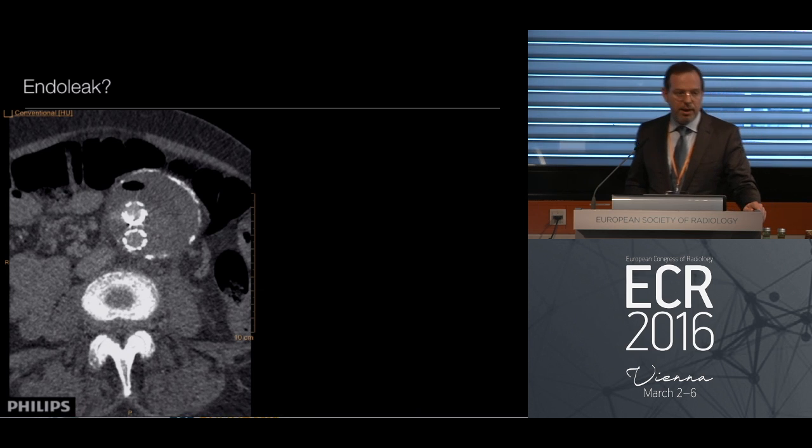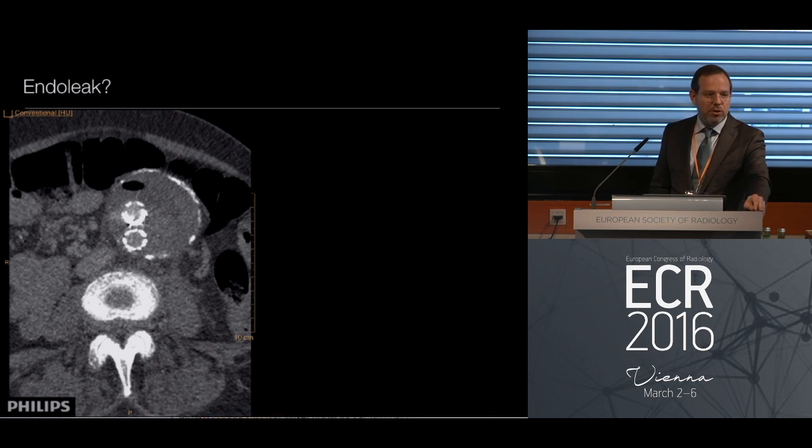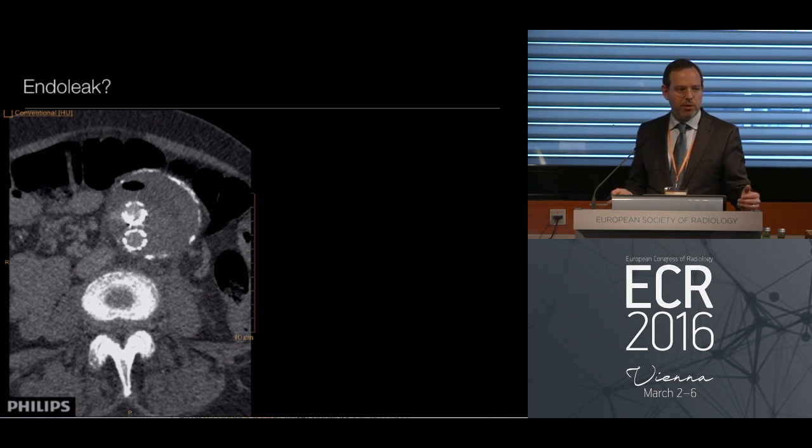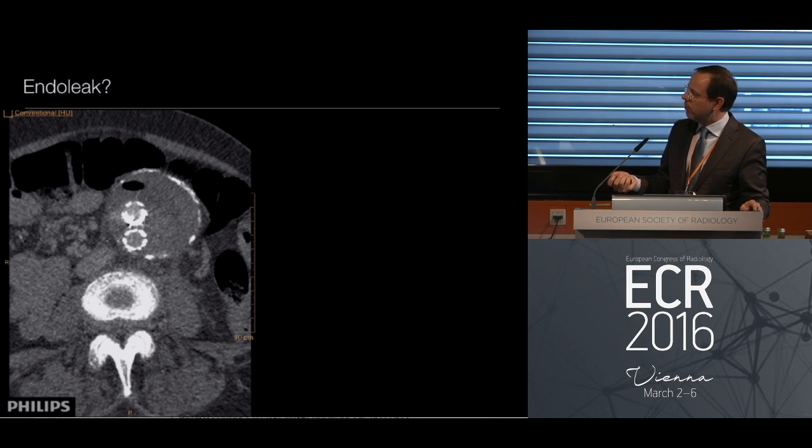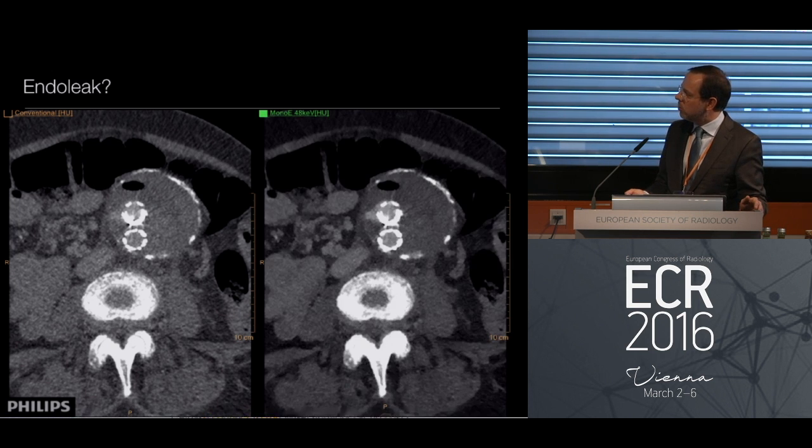Let's see, here we go. Another obvious application of this technology is the evaluation of endoleaks. So this is a patient who just got an aortic bifurcation stent graft, and typically the images we get look like this. And if you are well versed in reading these images, you can see there's a little bit higher density right here, but with less experienced readers, it might help to visualize this endoleak in more detail.